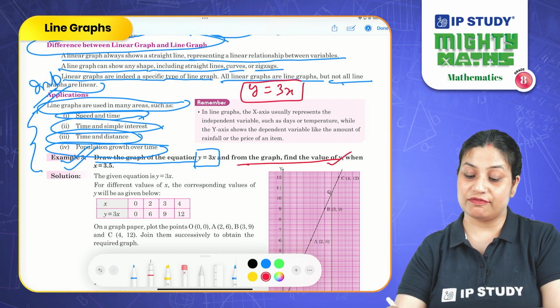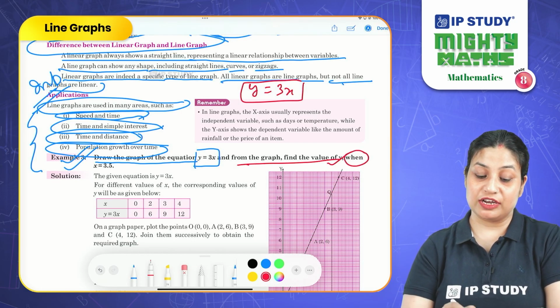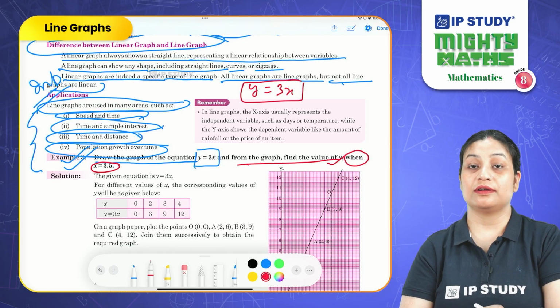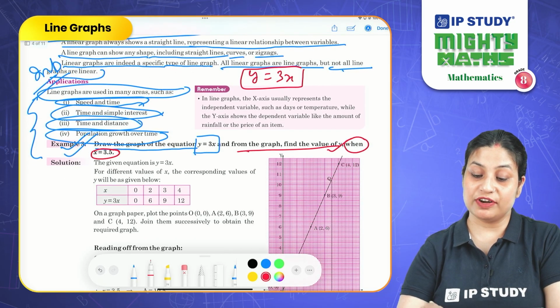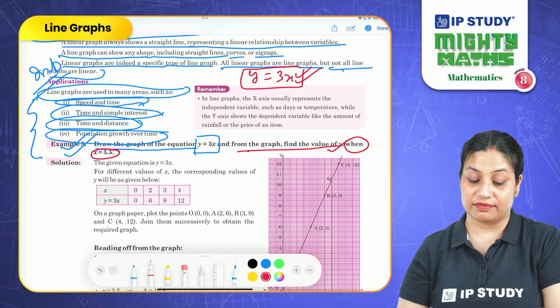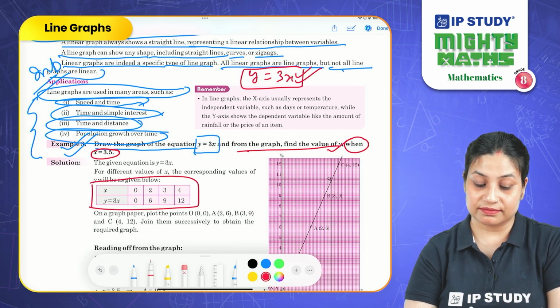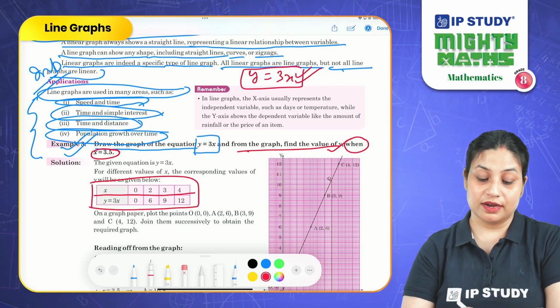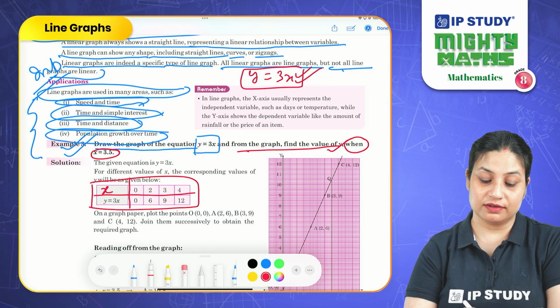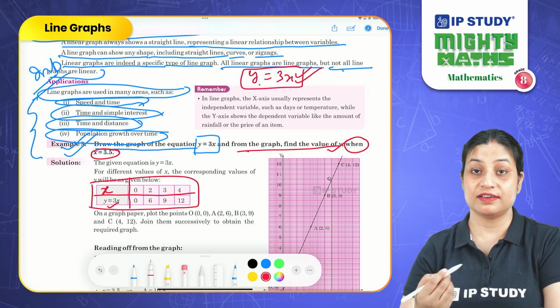And find the value of y. When we have to find the value of y, it is given at this interval, right? So first, using this equation, we will draw a line graph. We will plot a line graph, right? How are we going to do that? You have to draw a table like this. Now let's take x over here, and we know that y equals 3 times x. It is given to us.